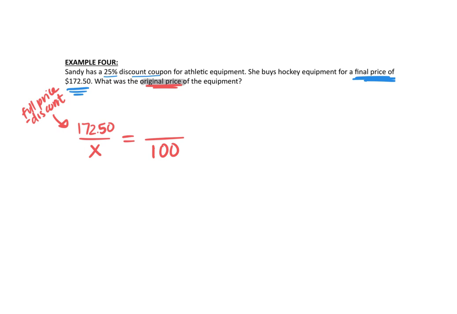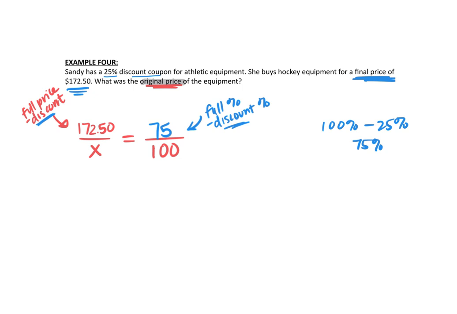Okay, so across from that, this is a little bit tricky. Across from that, I need full price percent, full percent, minus the discount percent. Notice how it kind of lines up. Whatever I have over here has to match up over here. So if I was paying full price, that's 100%, right? But I get 25% off. So what percent am I really paying? So 100% take away 25%, I'm paying 75% of full price. That's the percent I'm going to use over here. Again, that has to match up. This is the percent I'm paying. This is the price I'm paying.